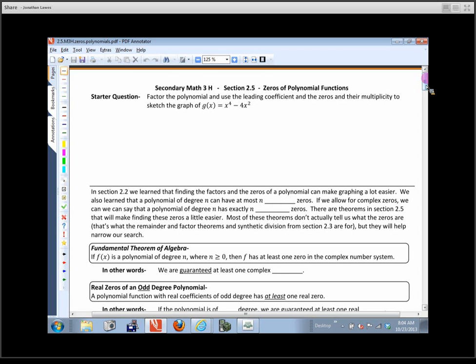So the first question is very similar to one that was on the assignment from 2.2. I actually corrected, I think it was problem 76 on 2.2. I'm not quite done, but it was very similar to this, and the instructions were the same. It says, factor the polynomial and use the leading coefficient and the zeros and their multiplicity, figure out whether it touches or crosses, all that sort of stuff, in order to graph a sketch of this, okay?